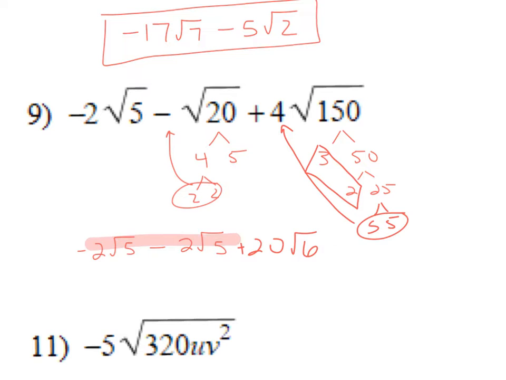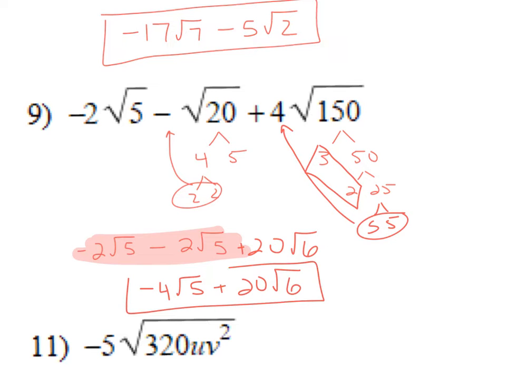So again, now combine like square roots. So negative 2 and negative 2 would be negative 4 root 5. And then I have the plus 20 root 6 left. And that's going to be my answer.